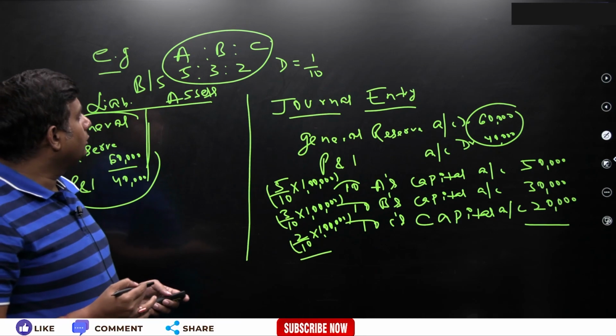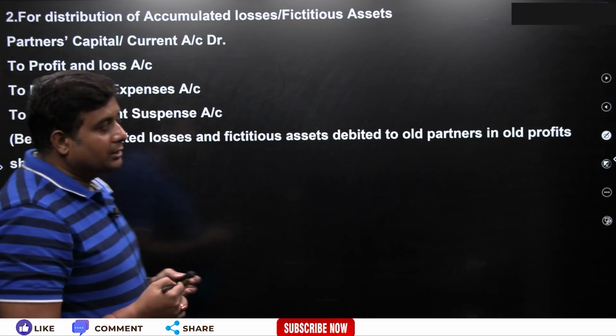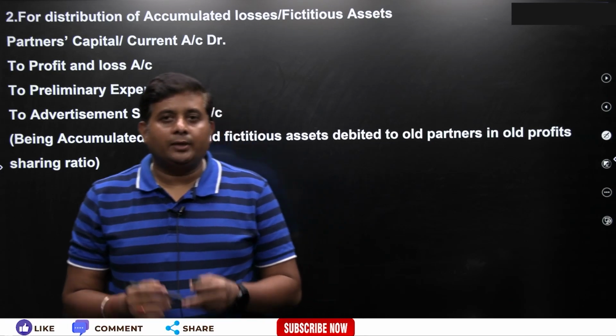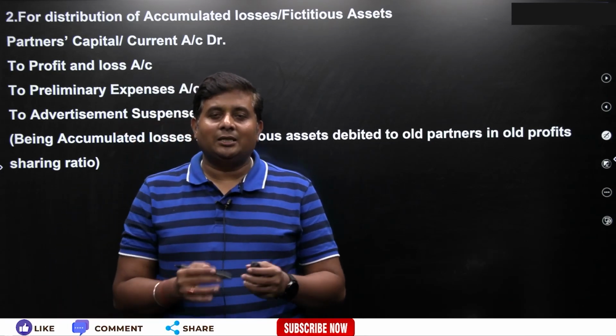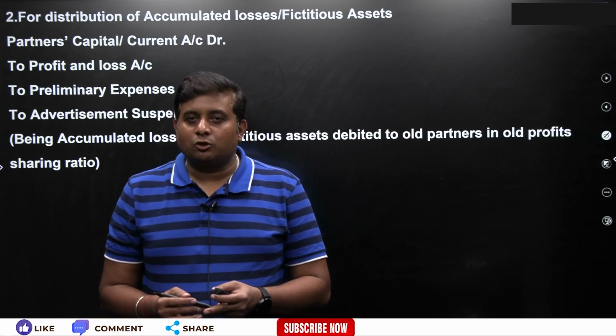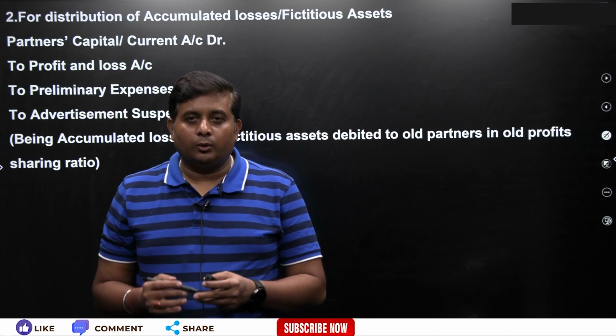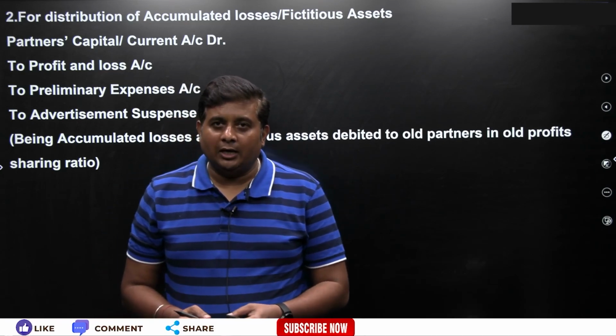So let's go to the next topic. Now, for distribution of accumulated losses: as accumulated profits and reserves need to be distributed to the old partners in their old profit and loss ratio, similarly accumulated losses will also be written off and distributed between the old partners in their old profit and loss ratio.